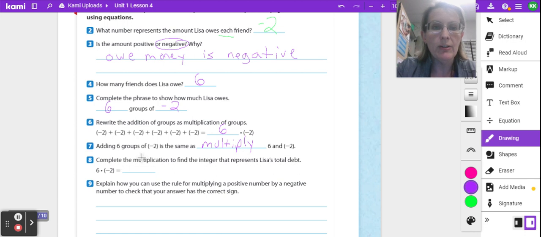And we already know this. Complete the multiplication to find the integer that represents Lisa's total debt. 6 times negative 2 is negative 12.